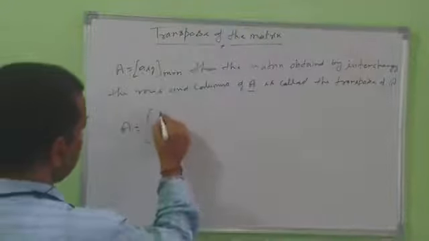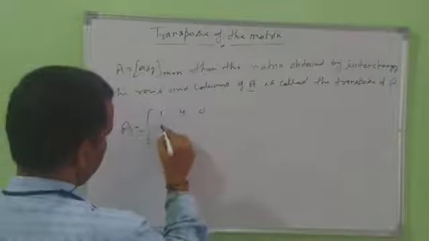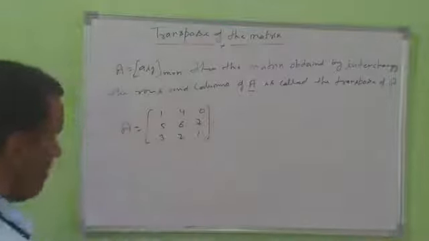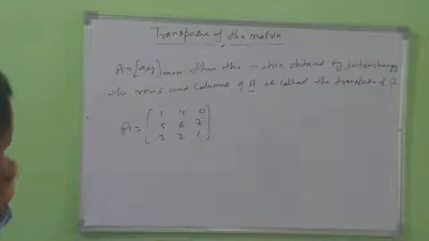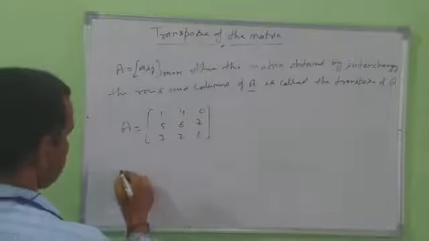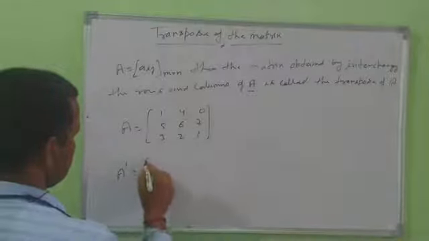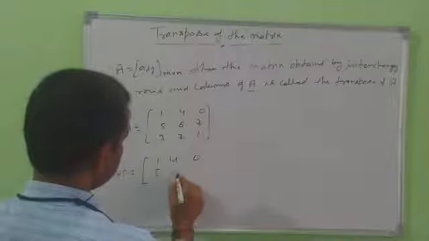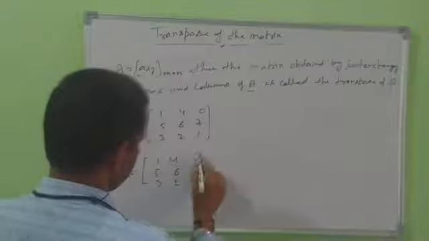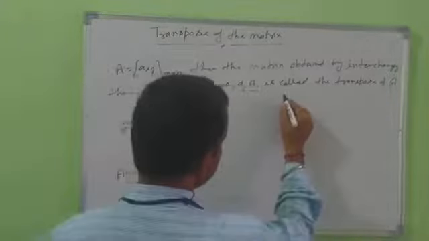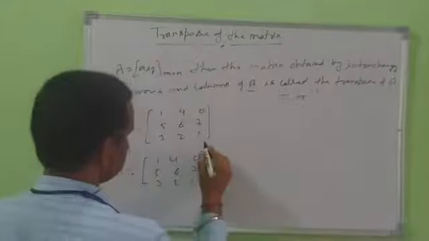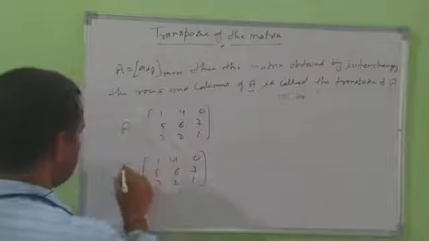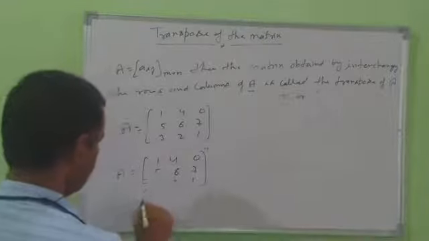suppose you have any matrix here: 1, 4, 0, 5, 6, 7, 3, 2, 1. Then you transpose it by interchanging the row and column, and you call it the transpose of the matrix. A transpose of the matrix is represented by T, or otherwise by this symbol. Using this symbol, transpose of the matrix, then you will get the answer.